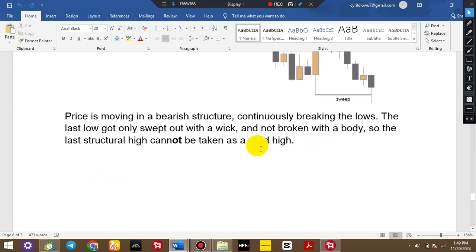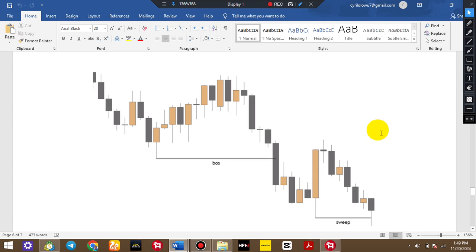So the last structural high cannot be taken as a valid high. This is what he's saying, that this point here, this high that led to that break of structure, we can't consider it as a what? A high yet, because it didn't break this point. Until it breaks this point, that is when we consider it as a high. Since it didn't break that point, it is not regarded as a high.